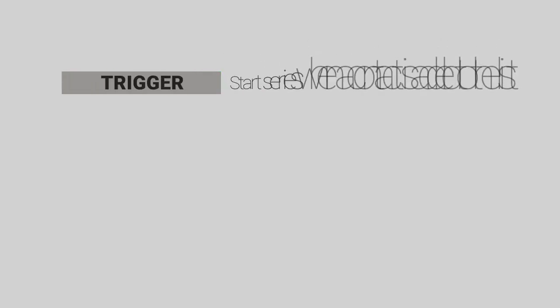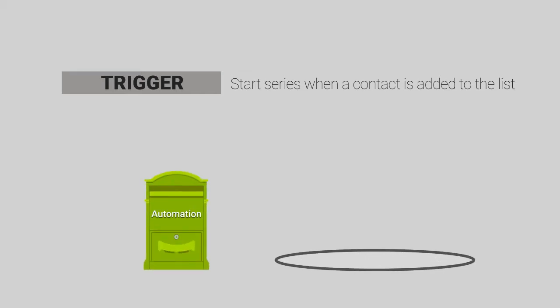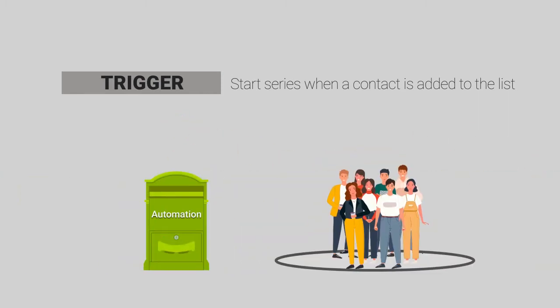Remember that the trigger states that this series starts after a contact is added to the list. This means that only when new contacts are added to the trigger list, the automation will trigger. If you add a trigger list with contacts already in it, these contacts will not go through the automation. But there is a way to trigger the automation manually. Let me show you.